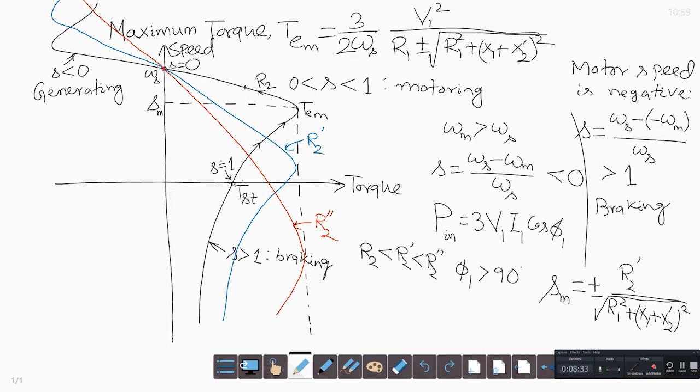As you can see, this is the slip at which maximum torque occurs for R2 dash, and this is for R2 double dash. You can see this can be varied, and also starting torque varies. For R2 dash, the starting torque is more compared to R2, but it is less for R2 double dash. So, starting torque increases first, and beyond a certain value of rotor circuit resistance, the starting torque again reduces. So, this is the torque speed characteristics of the induction machine for motoring as well as generating operation.